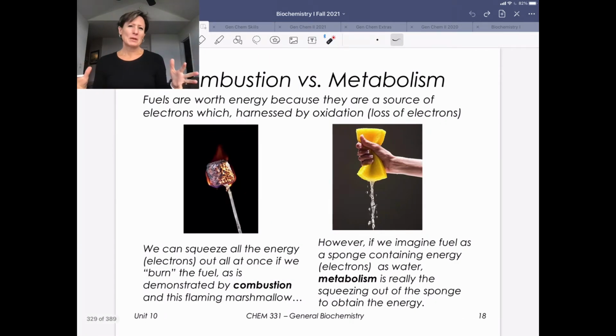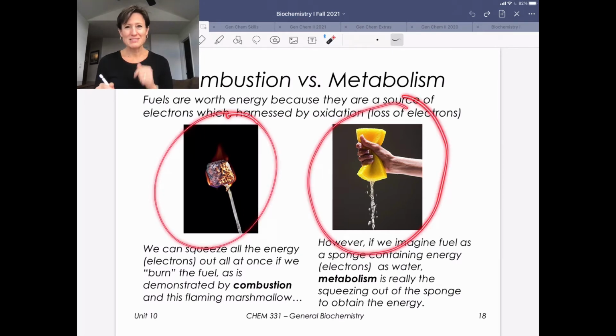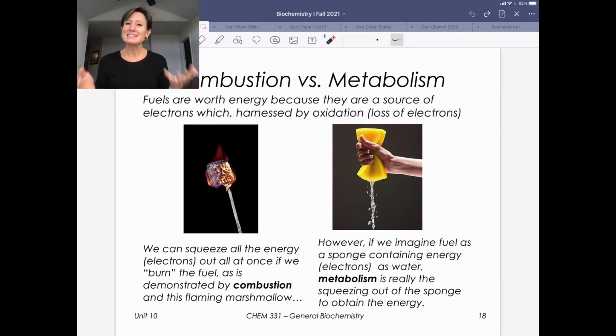All right. Some big picture things here, and then we'll wrap up with the study of pKa. So our fuel equation: fuel plus oxygen gives carbon dioxide, water, and energy. Whether we're talking about burning a fuel or metabolizing a fuel, and we'll get to the sponge analogy in just a second, it's that same basic equation. And these fuels are worth energy because of the electrons which hold the atoms together. So what I want us to think about is the important difference between combustion and metabolism is we are able to harness and save that energy.